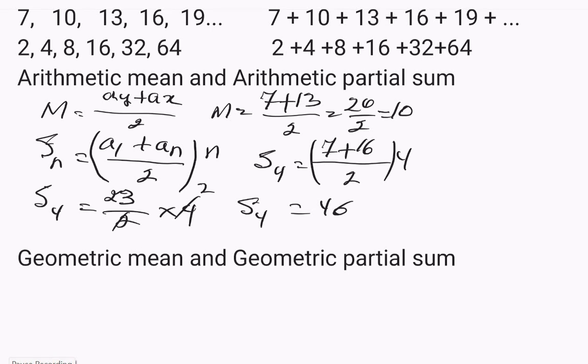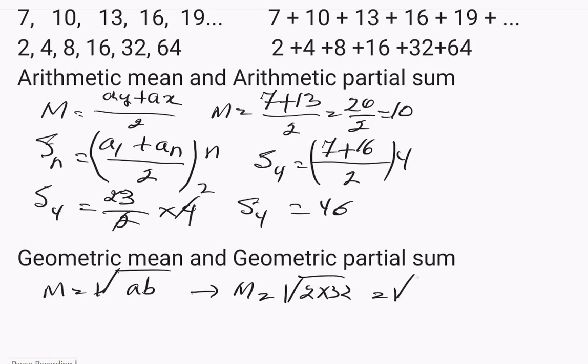Now, geometric mean. The geometric mean is the square root of the product of the two terms. For instance, you want to get the mean of a sub 1 and a sub 5 in the bottom geometric sequence. So the square root of 2 times 32 equals the square root of 64 equals 8.